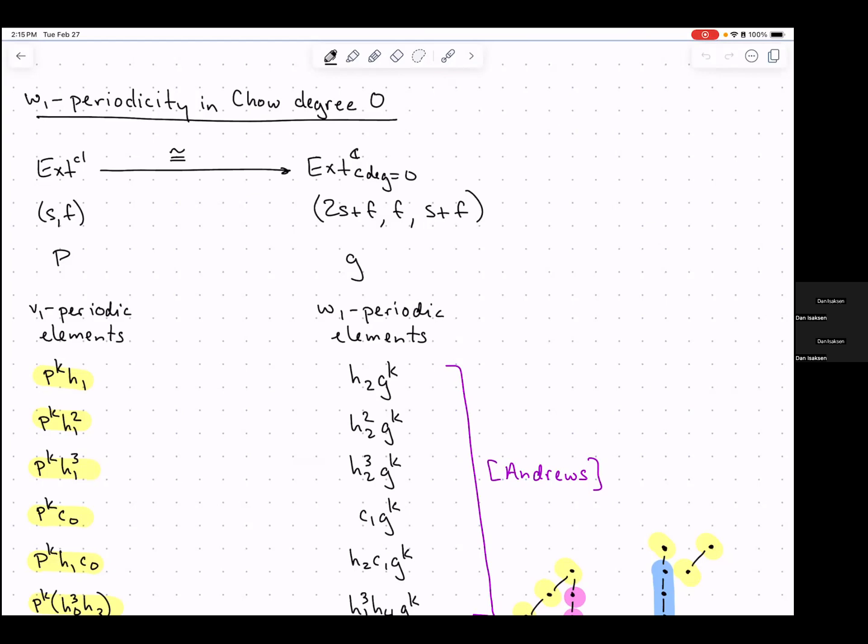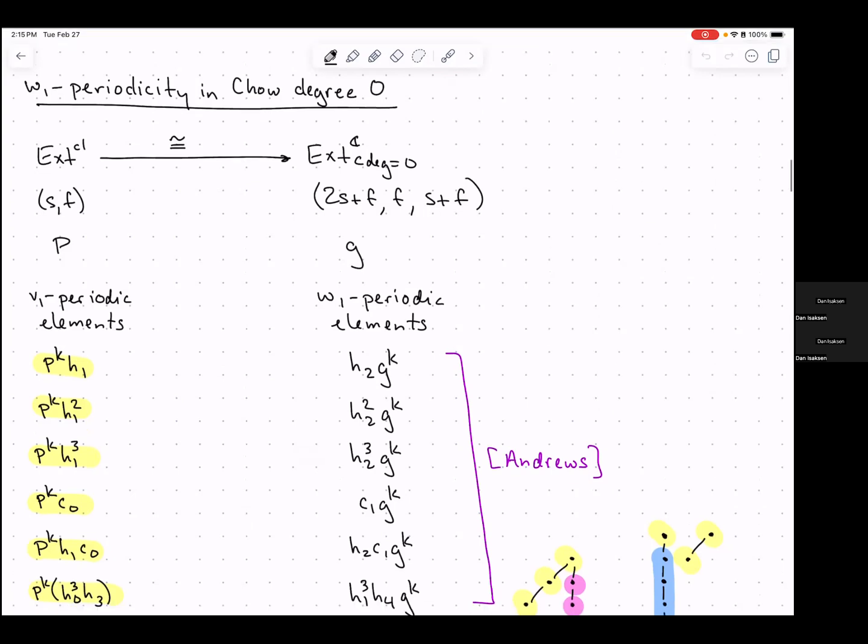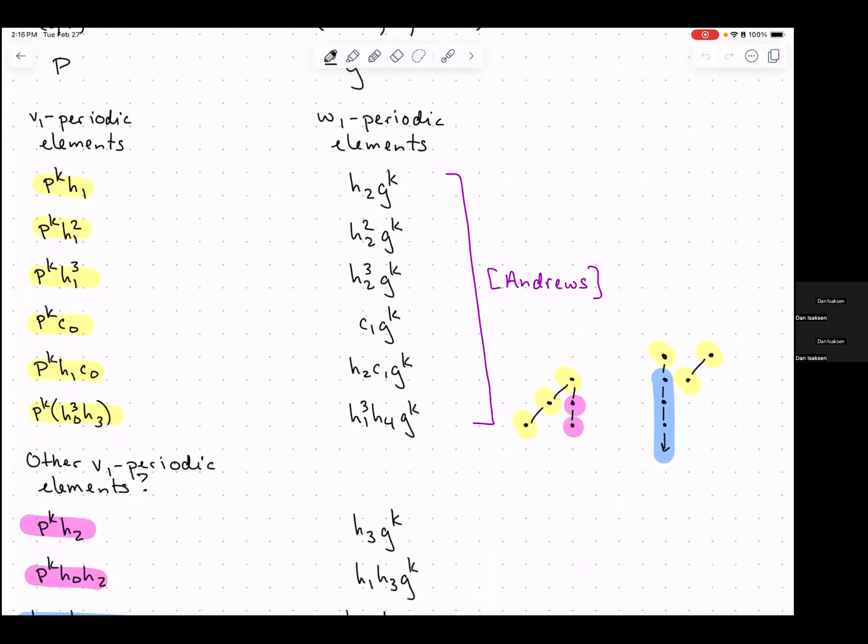Remember there's this isomorphism between Chow degree 0 and classical X, and under this isomorphism, G corresponds to the Adams periodicity operator, capital P, or v1 to the fourth, okay? And so the natural idea is to take the v1 periodic elements in classical homotopy and look at the analogous w1 periodic elements over here, okay? And so we talked about how Andrew studied the ones that are highlighted in yellow, the classical ones. Andrew studied these guys, which are analogous to the ones that are in yellow.